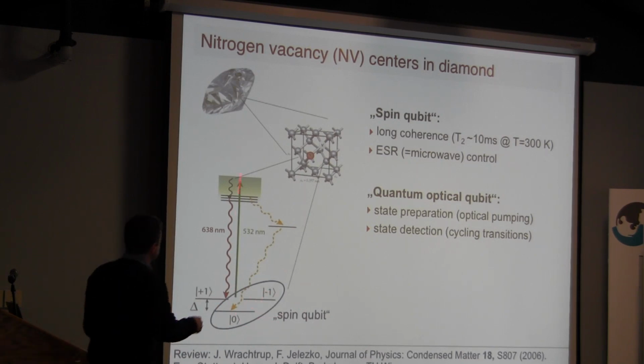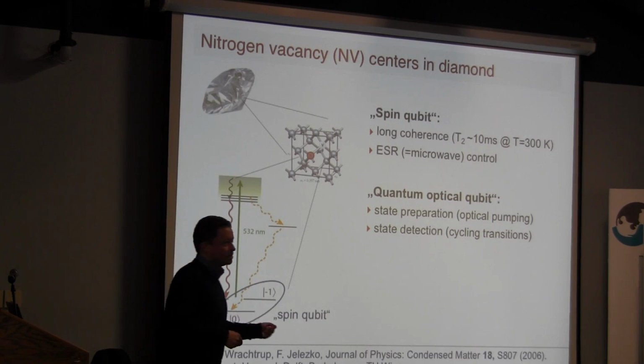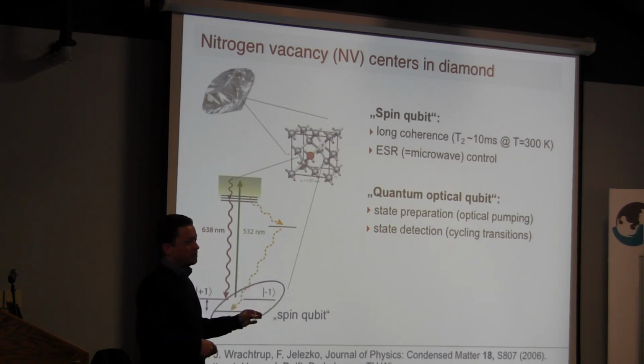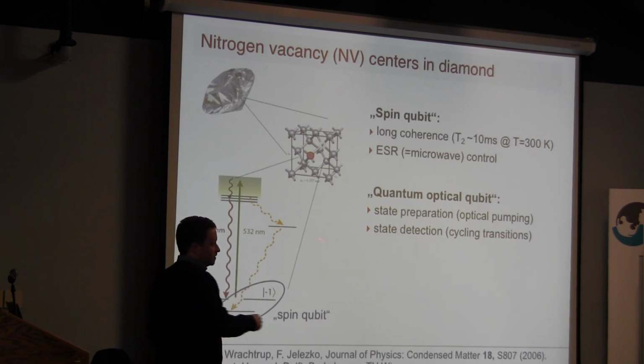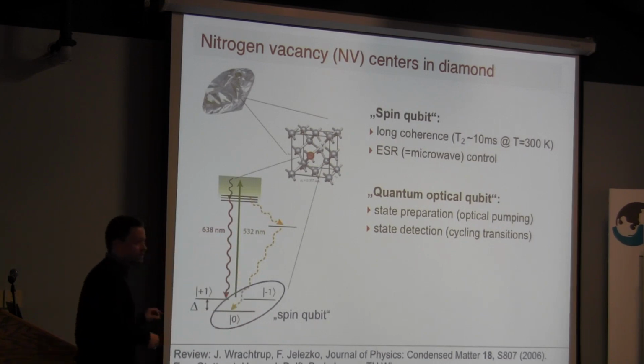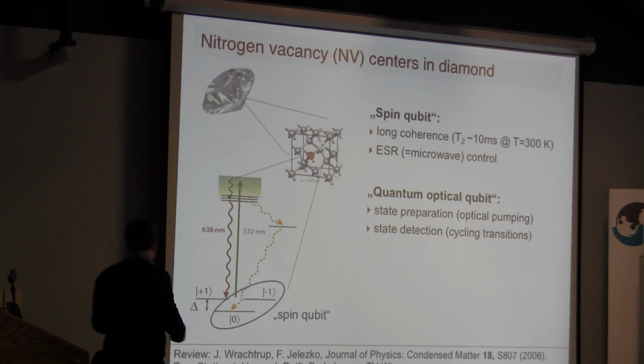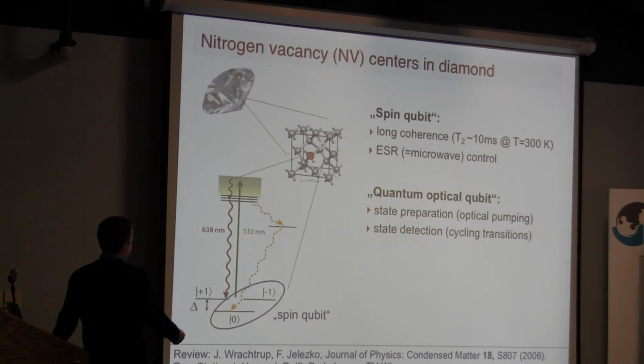At the same time, you can use the same process to do state detection. If you start at 0, you simply go up and down, while starting at plus or minus 1, you go up and down a few times and then get stuck in this metastable state, so the signal you see is much lower. This is again a type of cycling transition which people use in trapped ions. It doesn't work as well here in solid-state systems, because it's not perfect, but it allows you to prepare, manipulate, and detect the spin state. And that's really the crucial aspect of why people are working on this.